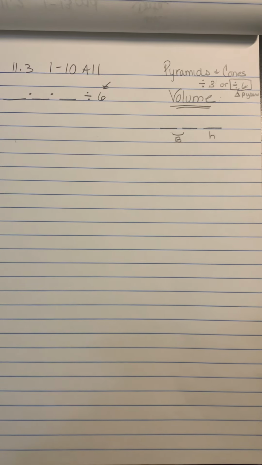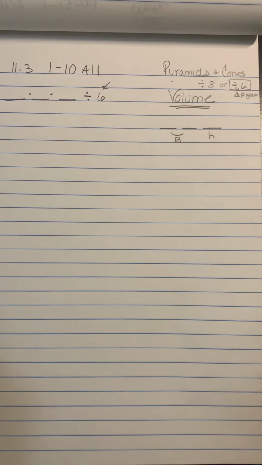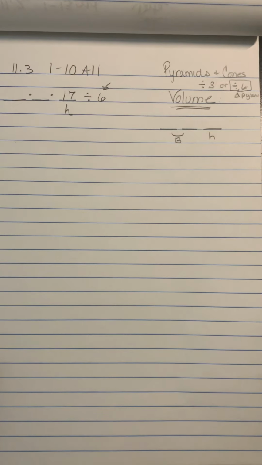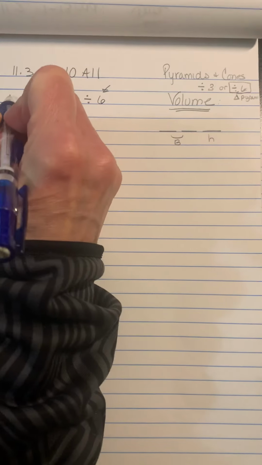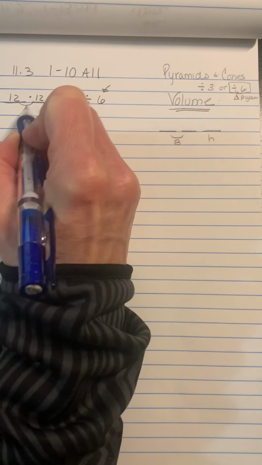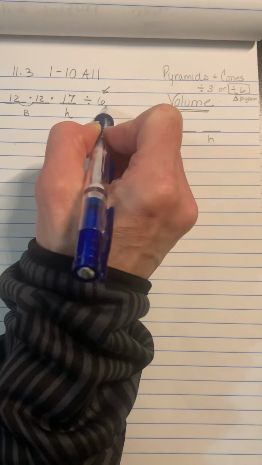So base meets height at 90 degrees and the height of the figure, which is usually the dotted line that goes into it. So I have the height of the whole figure, which is 17, and the base of the triangle. So you're gonna have, it looks like it's 12 by 12 by 17 divided by 6. So it's 12 by 12 times the height of the whole figure. This is the base, and then divided by 6.